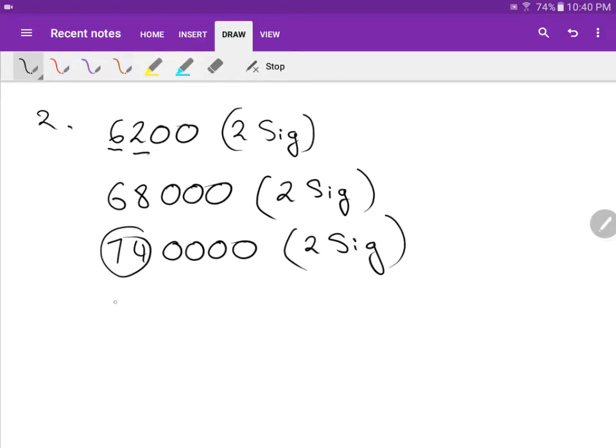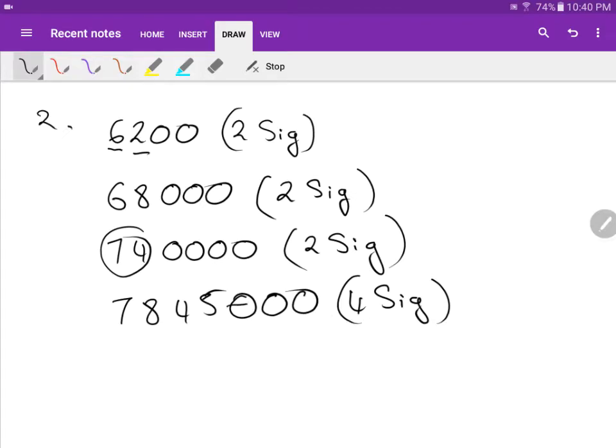Okay, let's say 7845. Okay, 1, 2, 3, 4. We count 4 significant figures. But if we add another 2, 3 0s in, it's still 4 significant figures because the 0s at the end of a whole number are not significant. Okay, so remember that for me.